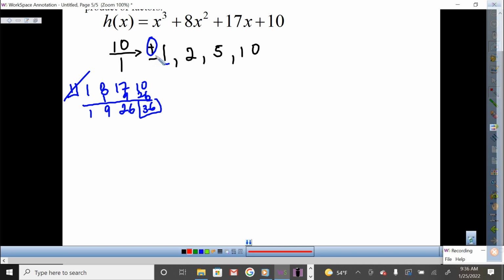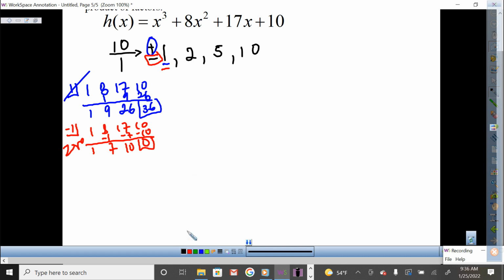Now we're going to negative 1. Negative 1 times 1 is negative 1, combined that's 7. Negative 1 times 7 is negative 7, combined that's 10. Negative 1 times 10 is negative 10, combined that's our 0. Okay.